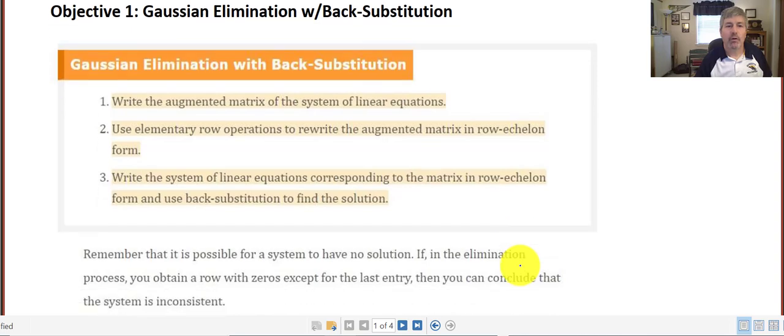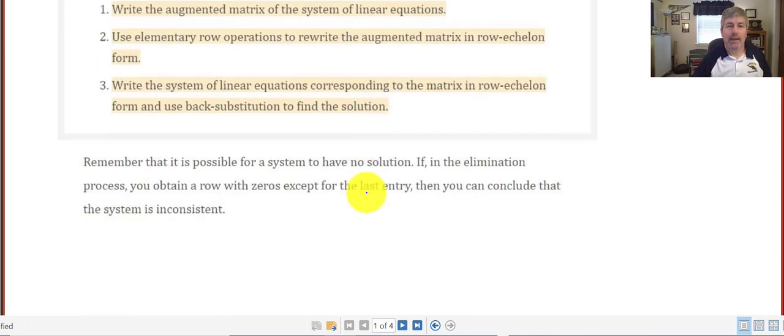In that process, we're going to write an augmented matrix of a system of linear equations. And then we'll use elementary row operations to rewrite the augmented matrix in row echelon form. Then we'll write a system of linear equations corresponding to the matrix in row echelon form and use back substitution to find the solution. It will be possible to have no solution.